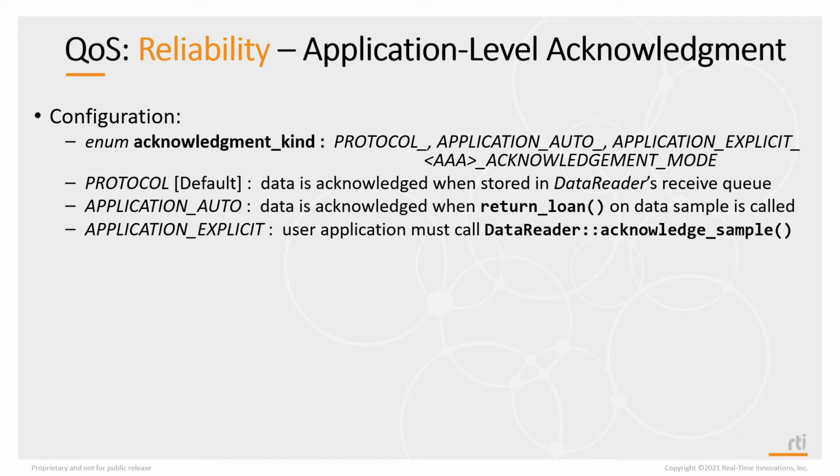Application explicit is a mode in which the user logic will actually explicitly call a method called acknowledge sample. So in the data reader, there's a method called acknowledge sample, and your user logic will have to call this if you set application explicit. And when you call this, at that point, an ACK will be sent back to the data writer saying that, yes, we received the data.